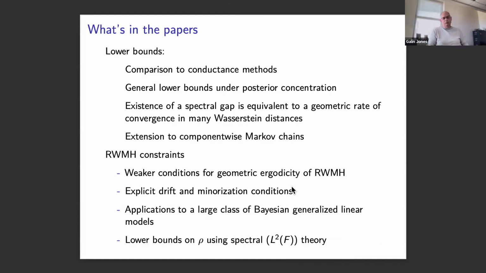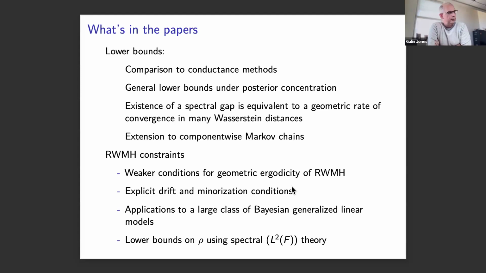All right, so in this last part I'm really talking about two different papers, one with Ritterman and one with Austin. In the lower bounds paper, there's a lot more in there that I'm not going to talk about, but I want to give you a general sense of what's in there. We do give a comparison to conductance methods. We develop general lower bounds under the assumption of posterior concentration properties.